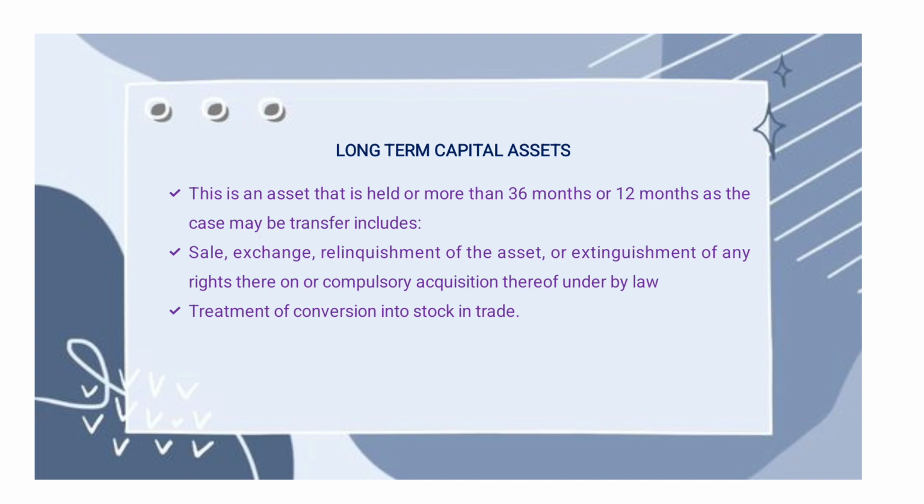Some assets are considered short-term capital assets when held for 12 months or less. As we already discussed, these include equity or preference shares listed on recognized stock exchanges, units of UTI, mutual funds, and zero coupon bonds. If an assessee holds these assets for less than 12 months, they are treated as short-term; otherwise, they are considered long-term capital assets.